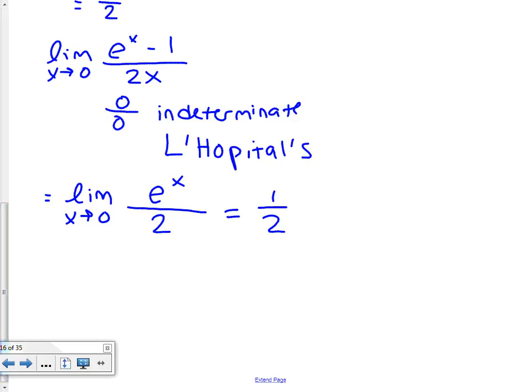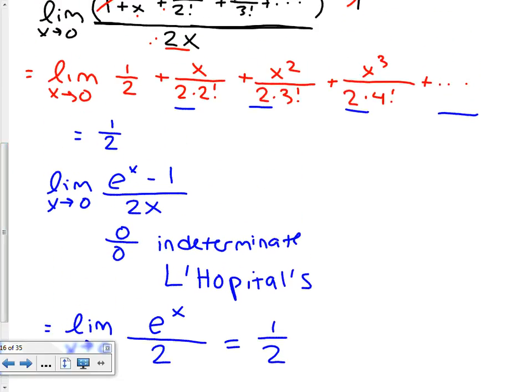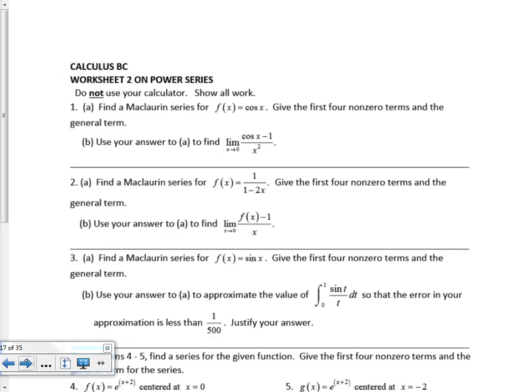All right, so there you have it. That is lesson number 5. All right, this is the worksheet, the second worksheet for that lesson.